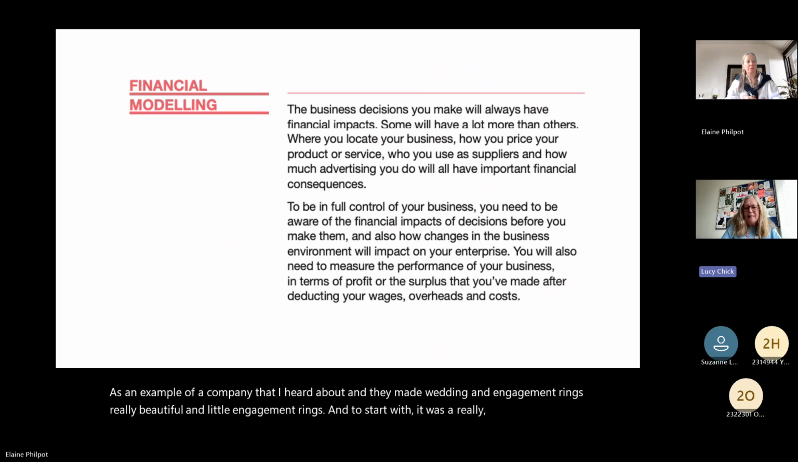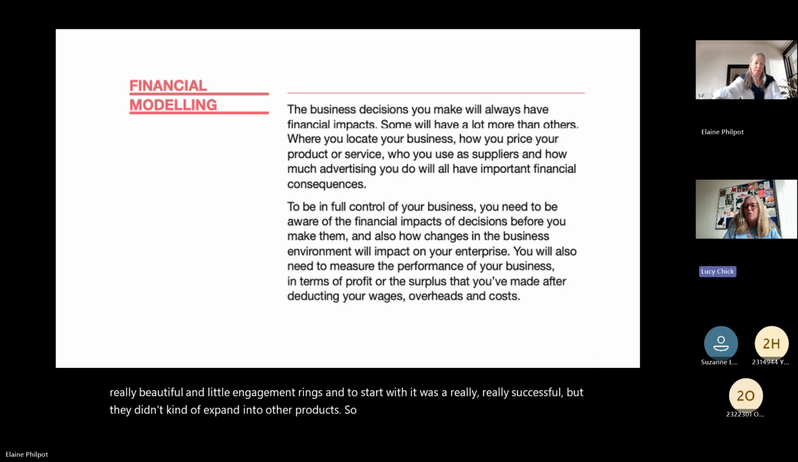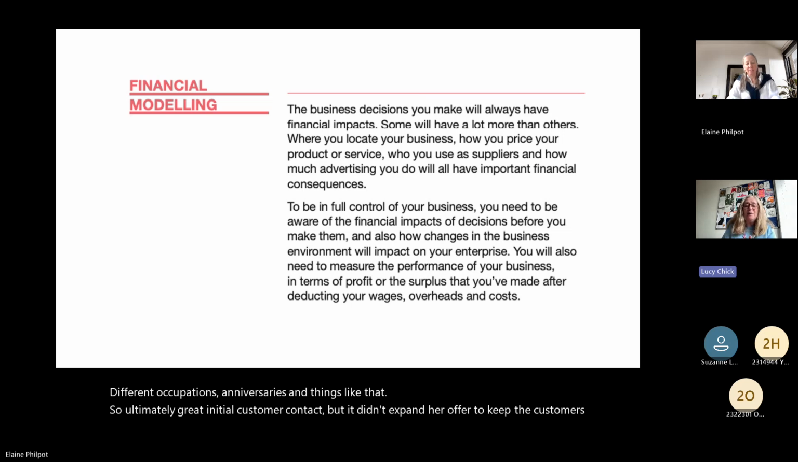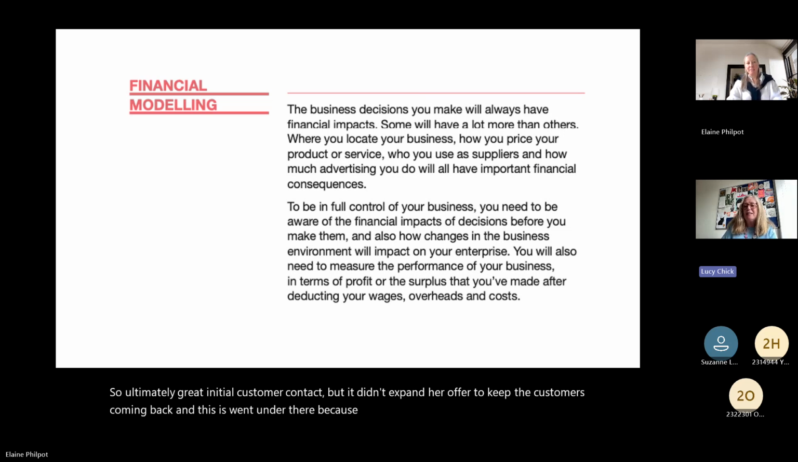But they didn't expand into other products. So even though they had initial customer relationships and they sold a lot of wedding and engagement rings, they weren't doing other jewelry or rings that could be for different occasions, anniversaries and things like that. So ultimately, they had great initial customer contact, but they didn't expand their offer to keep their customers coming back, and that business went under because of that. So yeah, sometimes it's actually the product as well. It's making sure you've got new products so that your customers want to come back to you.